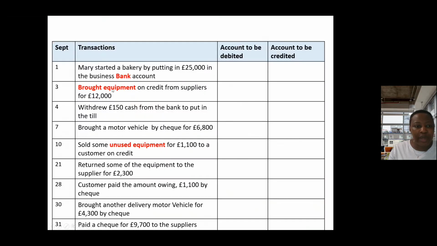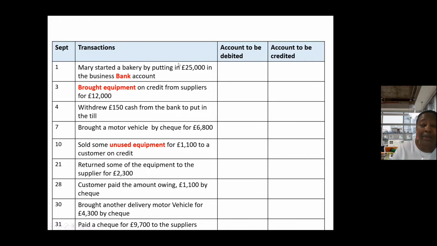Okay, so in this example, we have a number of transactions from September 1st to 31st of September. Mary started a bakery by putting in £25,000 into the business. The first thing you want to do is identify the two aspects of the transactions. Here we have capital, because capital is the owner's contribution, the owner's input in the business. So Mary, who is the owner, has started this business with £25,000.